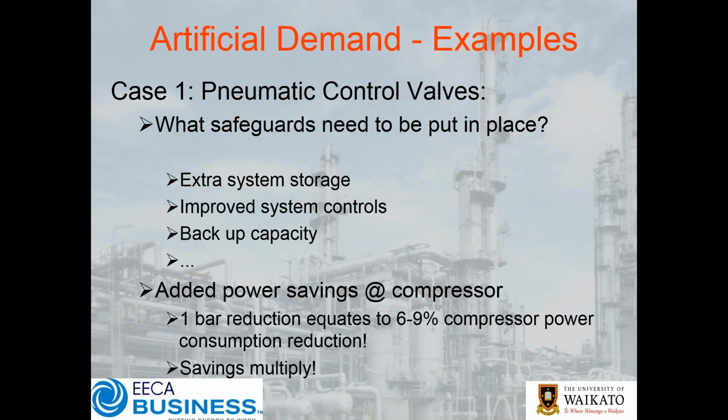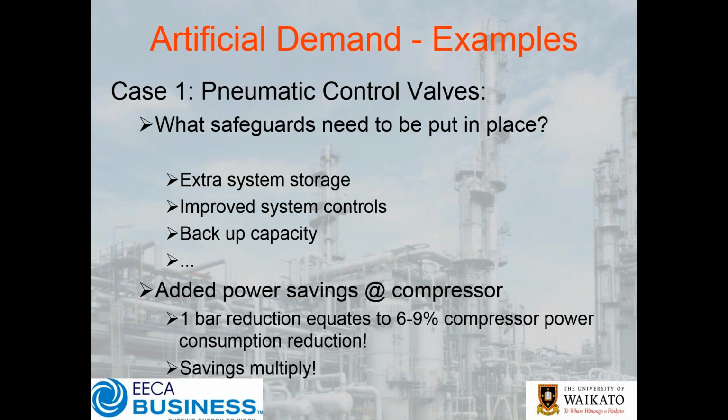Now, obviously, the easy, lazy safeguard is just crank up the air pressure. The problem is not only when you crank up the air pressure do you use more air, it costs you more to make that air. And so the alternative is looking at some extra storage, making sure we've got good control systems in place, the right backup capacity, so that in the minute it might take for another compressor to kick in, for argument's sake, you've got enough storage in your system so the pressure doesn't drop too far or too low.